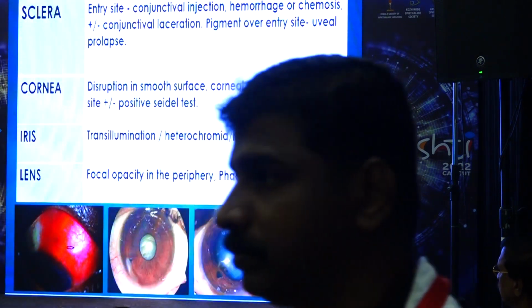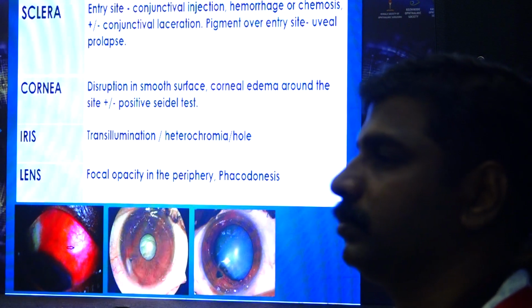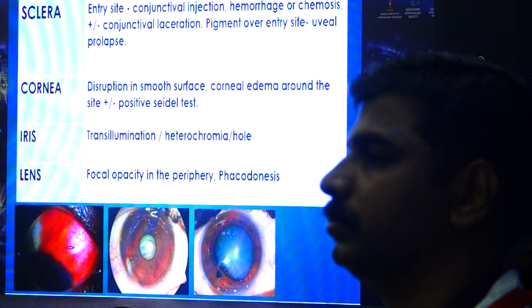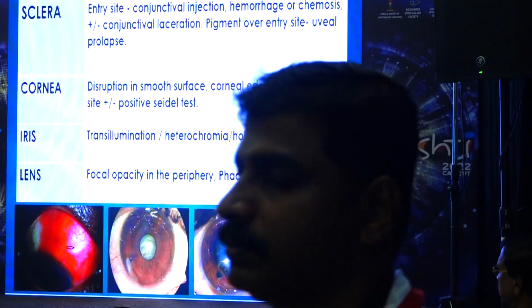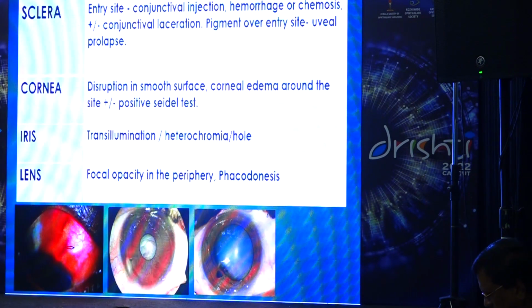In the sclera, the entry site will typically be masked by conjunctival injection, hemorrhage or chemosis, with or without a conjunctival laceration. There can be pigment over the entry site which indicates uveal prolapse. In the cornea, the entry site will show a disruption of the smooth, transparent surface with corneal edema around the site. There may or may not be a positive Seidel test. In the iris, we can see transillumination, heterochromia, or a hole at the site of foreign body entry. In the lens, we can see focal opacity at the lodgement, or we can see subluxation or phacodonesis.